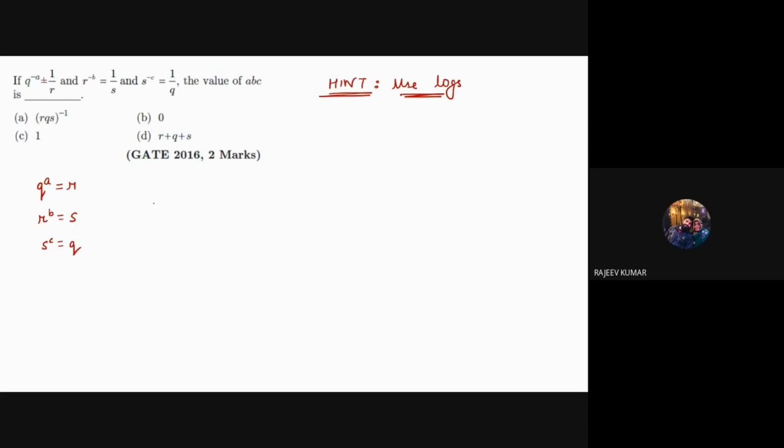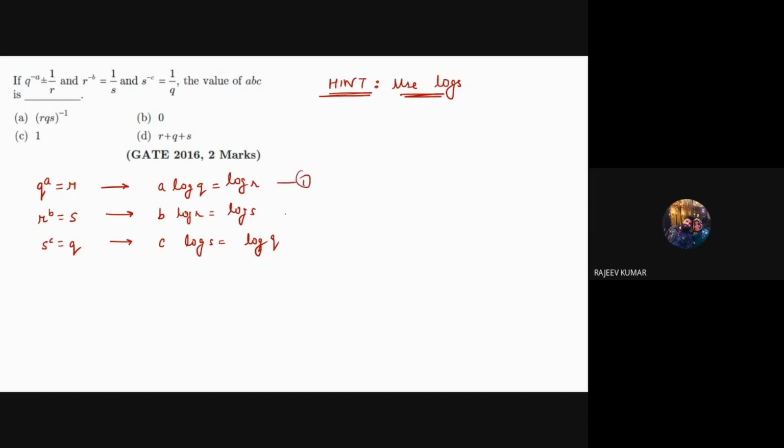So I can take the log over here easily. It will become a log q is equal to log r. Similarly, b log r is equal to log s. Similarly, c log s is equal to log q.